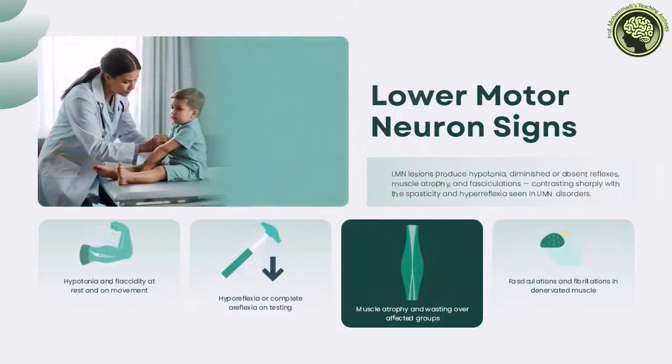Lower motor neuron disorders usually produce a different pattern. Typical findings include hypotonia or flaccidity, reduced or absent deep tendon reflexes, muscle wasting, and fasciculations. Weakness may be prominent, and the child may have difficulty maintaining posture or performing age-appropriate motor activities. This pattern contrasts with the increased tone and brisk reflexes generally associated with upper motor neuron disease. Recognizing the difference between upper and lower motor neuron signs is one of the most important steps in neurological localization.